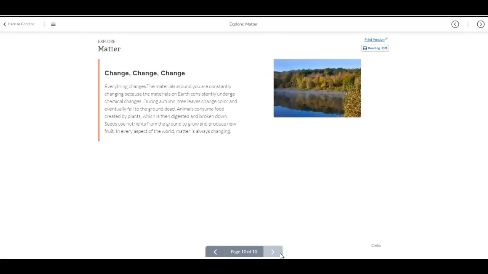Change, change, change. Everything changes. The materials around you are constantly changing because the materials on Earth consistently undergo chemical changes. During autumn, tree leaves change color and eventually fall to the ground dead. Animals consume food created by plants, which is then digested and broken down. Seeds use nutrients from the ground to grow and produce new fruit. In every aspect of the world, matter is always changing.